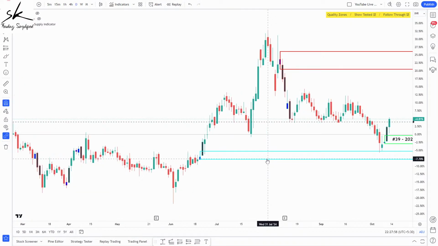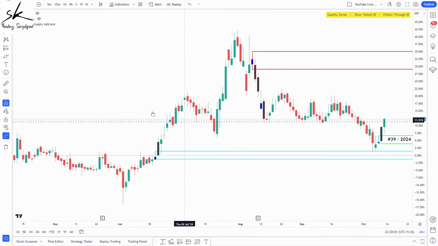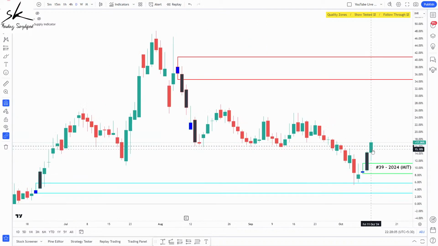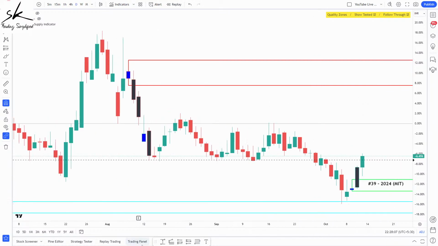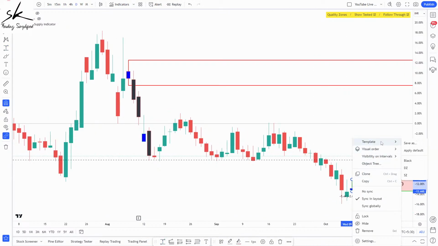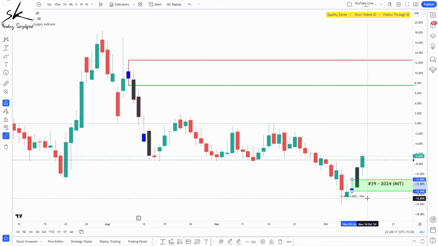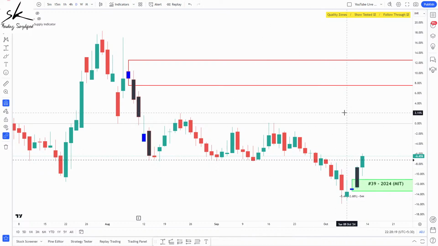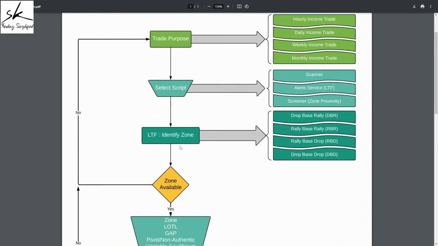Now, coming back to the chart, because like I said, you will have access to the indicator at least for 7 days. So let's see what the indicator is telling us. The indicator is telling us that we have a rally-based rally structure, so I don't have to find the zones. The indicator is doing it automatically for me. So step number 3 was to identify a zone, and now we do have a zone available, which is this rally-based rally. So my step number 3 is done. I do have a zone.